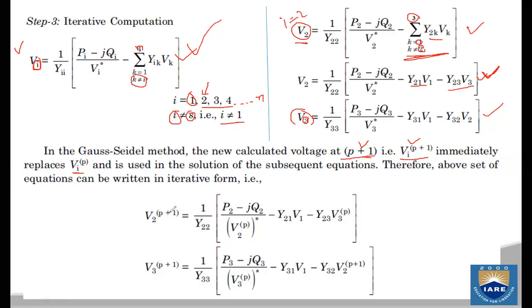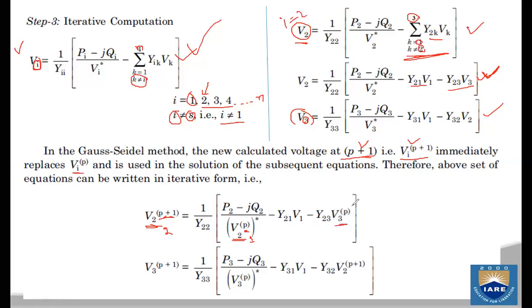If you write in terms of iterations, V2 in the (p+1)th iteration is equal to 1/Y22 × (P2 − jQ2 / V2 in the pth iteration conjugate − Y21 V1 − Y23 V3). You are calculating V2 in the (p+1)th iteration, so on the right side you consider the value from before. If you are calculating for the second iteration, this value will be considered as the value in the first iteration.